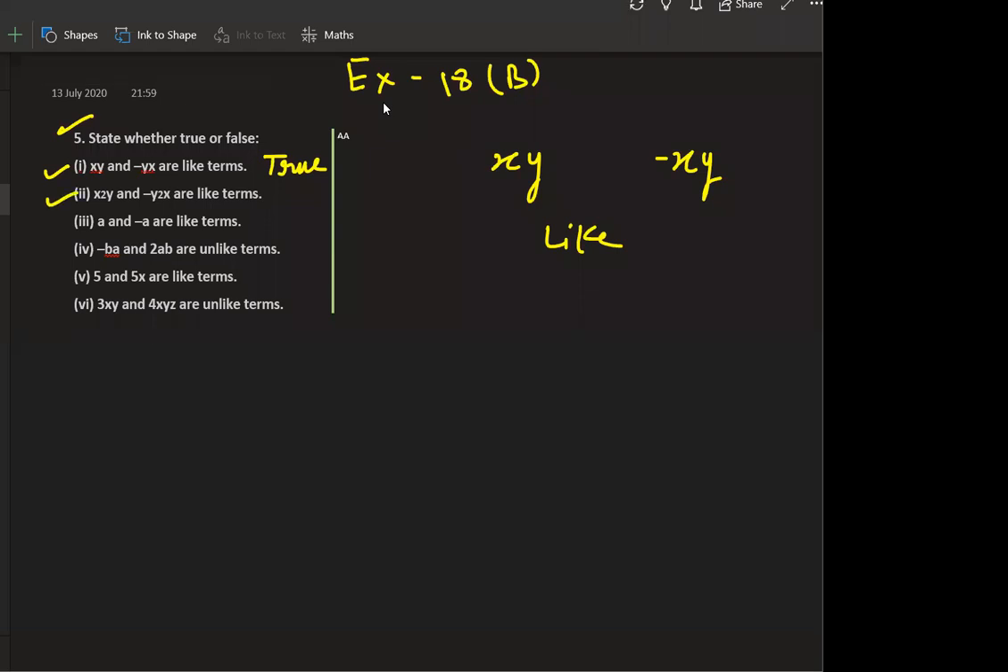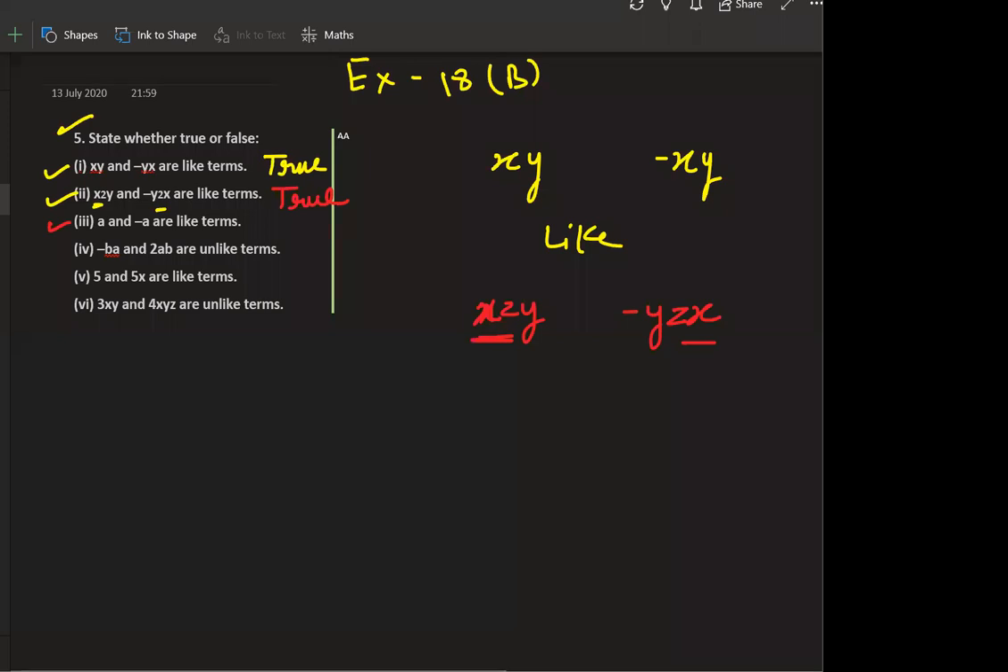Now next, xyz, xzy and yzx are like terms. So xzy, this is x, and minus yzx, are these like terms or unlike? Here also we are having same variable xyz. So these are also like terms. This is true, students.